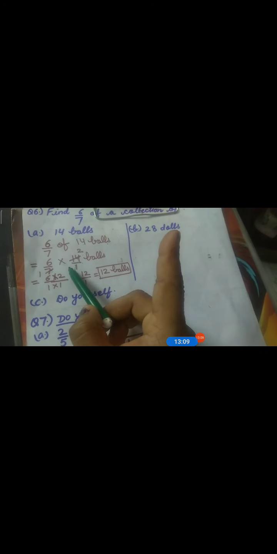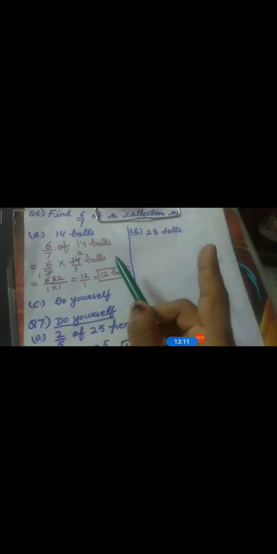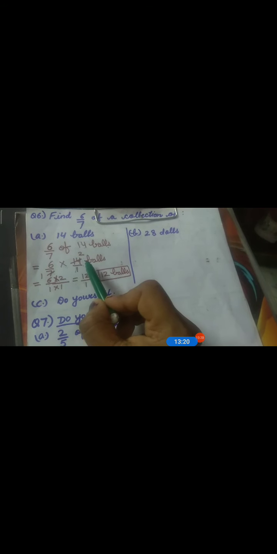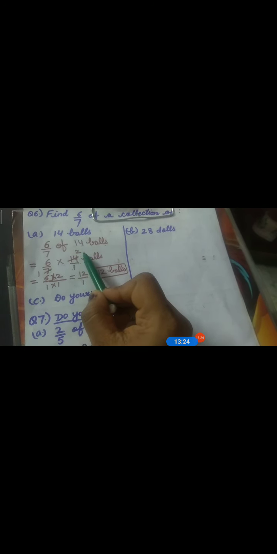There is nothing below 14, so we will write 1. Now we will find a table in which have both of these numbers. One number from numerator and one from denominator will be cut. You cannot cut numerator by numerator and denominator by denominator. One cut should be there in the denominator and one cut should be there in the numerator. So 7 ones are 7 and 7 twos are 14. Now 6 into 2 upon 1 into 1 is 1. 6 into 2 is 12. 12 upon 1. There is no need to write 1 in the denominator. So 12 balls will be our answer of A part.